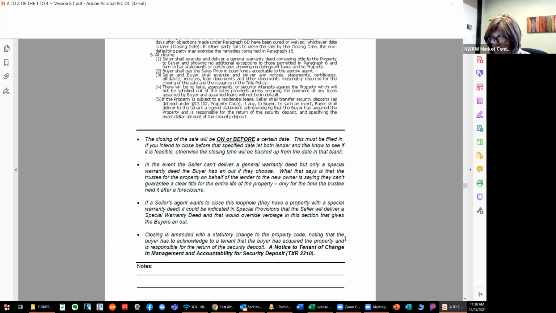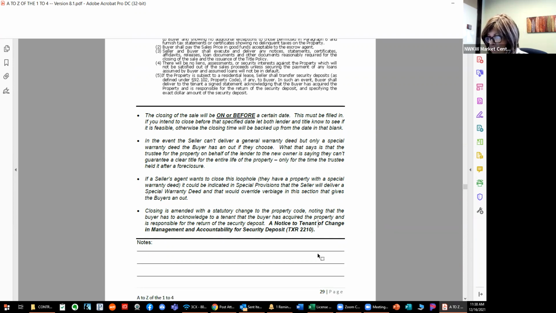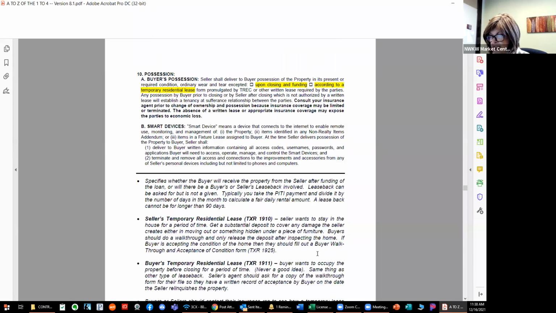And closing is amended with a statutory change to the property code, noting that the buyer has to acknowledge to a tenant that the buyer has acquired the property and is responsible for the return of security deposit. So you see why it would be important to make sure that you're getting the security deposits from the previous owner who had a landlord or something that was handling that. You'd want to get that. A notice to tenant of change of management and accountability for security deposit could be used for that after you've closed, so they know where to send their check. They're not sending it to the old person, the old owner.